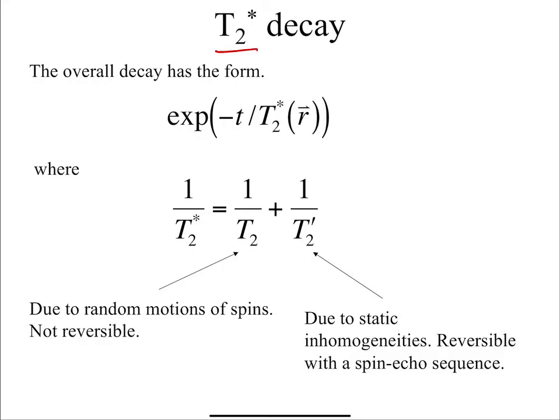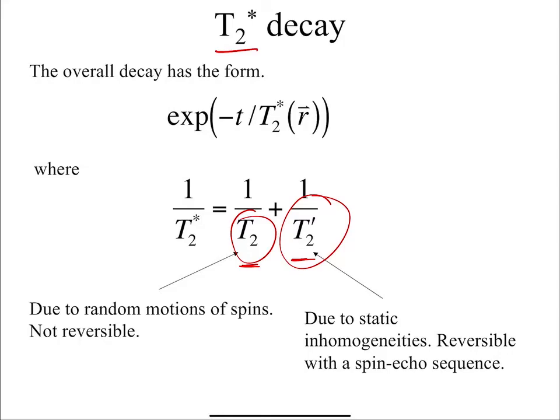So T2 star is a combination. It's defined as 1 over T2 star equals 1 over T2 plus 1 over T2 prime. The important thing to realize is there are two fundamental contributions here. One is T2, due to the random motion of spins, which we've talked about, and therefore it's not reversible. Because it's random, you can't undo the randomness, at least no one has figured out how to do that yet. But the T2 prime is due to something that's static, and so given information, you should be able to deal with it.